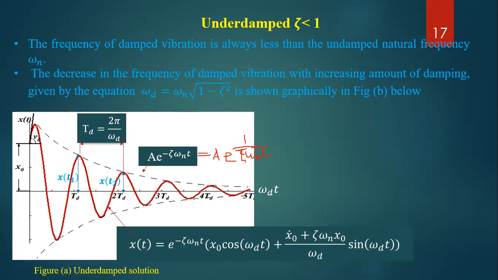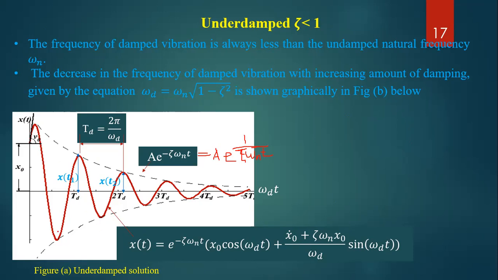We can see the amplitude decrement from this point to this, and again from this to this. In every cycle of oscillation, we can see what the amplitude decrement will be. So here we see x1, x at t1, and x at t2. At time t1, what is the amplitude? At time t2, what is the amplitude? This will be discussed next.